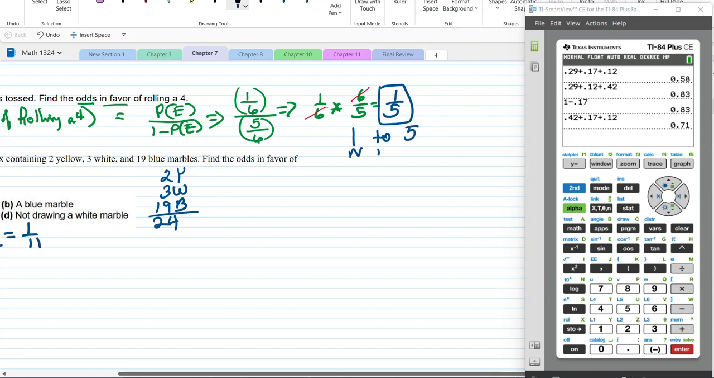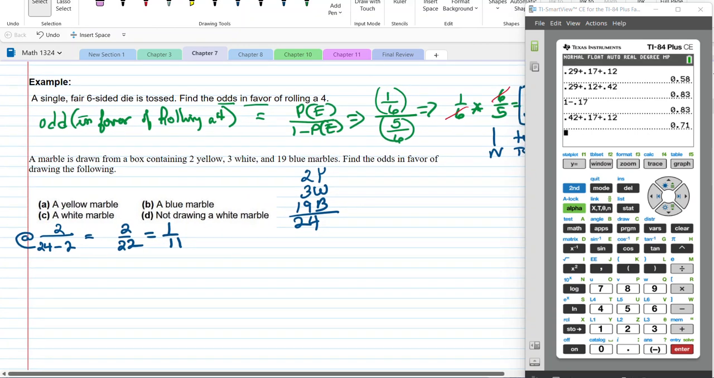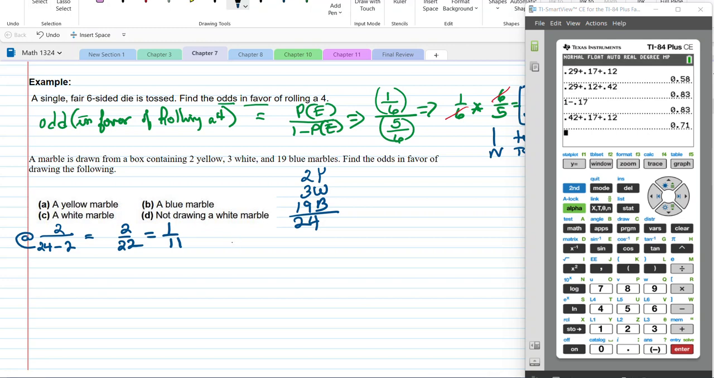Numerator to denominator. Once you have that odds, it depends what the calculator, the computer, wants. All right, so in this case, I have a 1 in 11. So that is a 1 to 11 chance. Let's do the B, a blue marble.